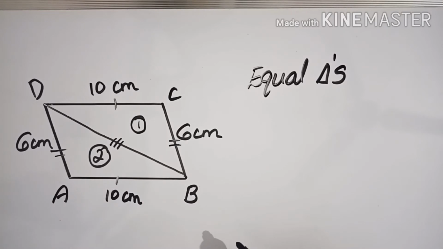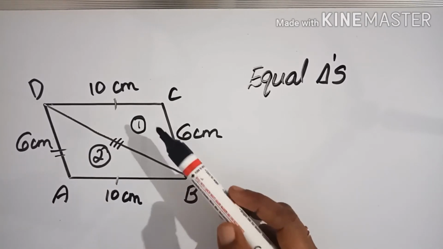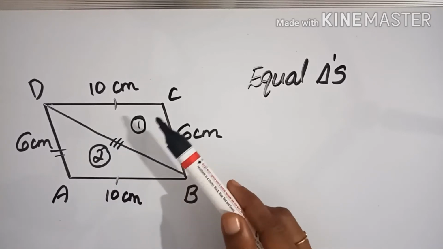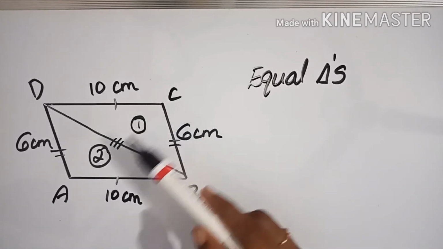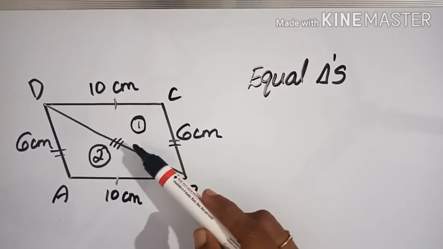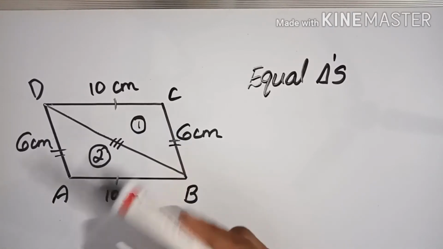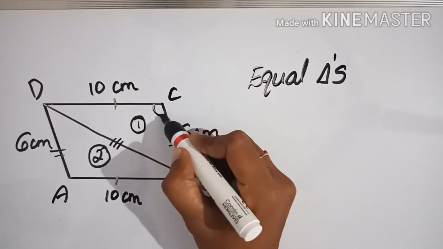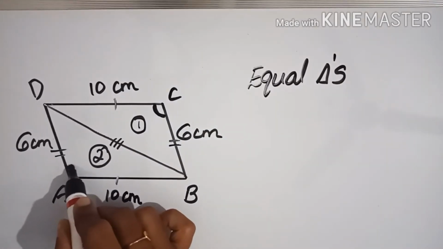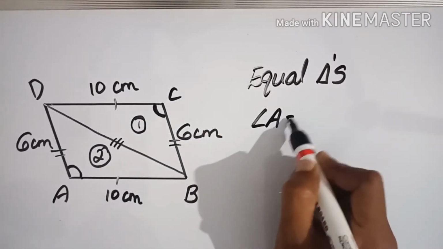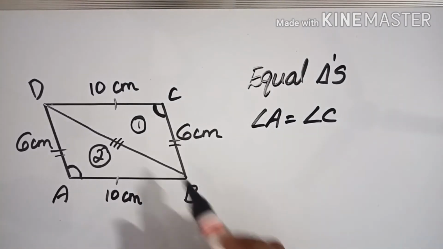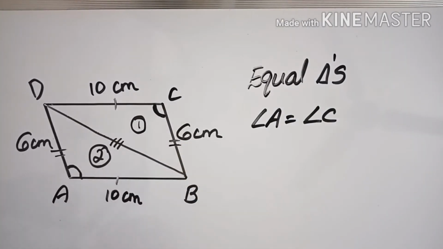Now we know for equal triangles the angles opposite to equal sides will be equal. Okay, angles opposite to equal sides will be equal. So if we are considering this DB as the side, its opposite angle is what? These two angles, angle C and angle A. Angle A equal to angle C. Okay, one pair of opposite angles are equal.